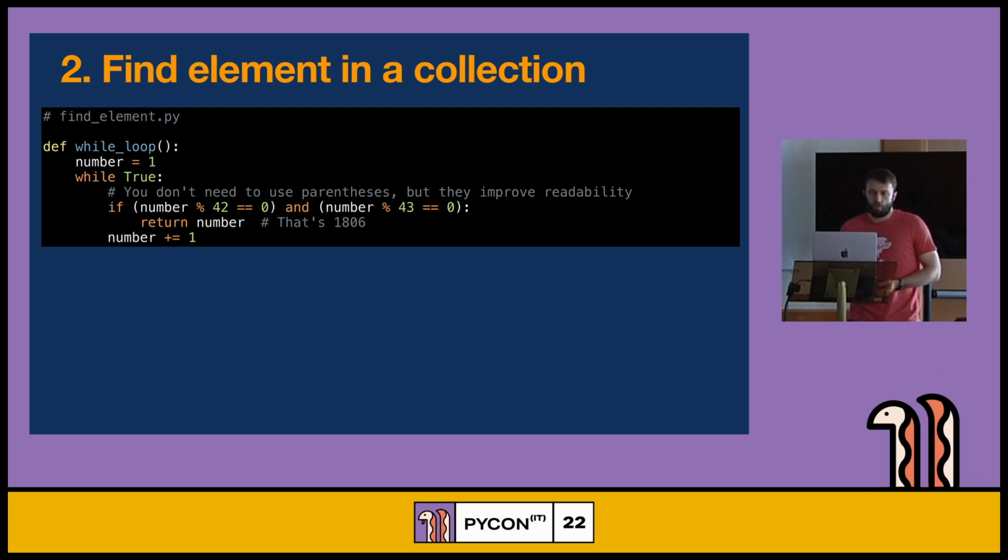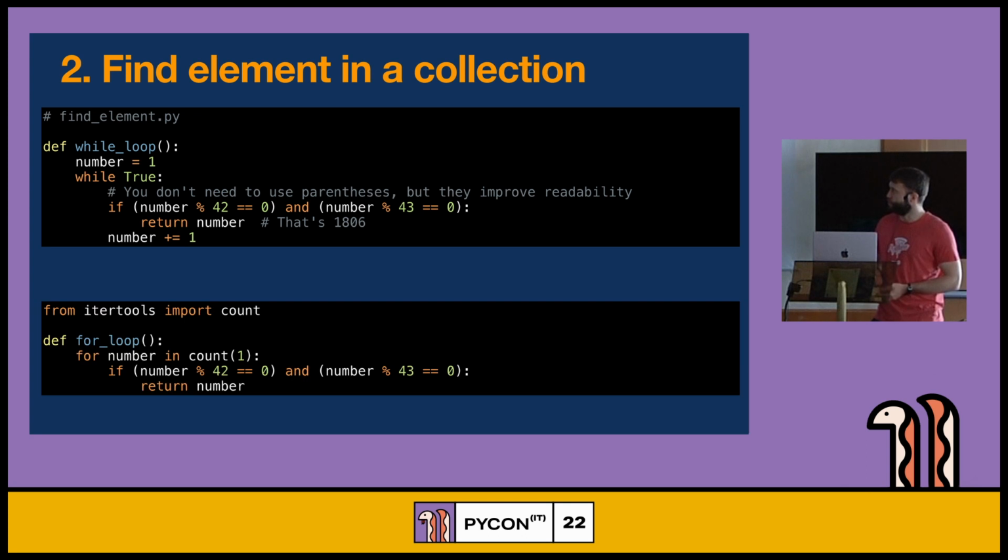Let's see an example of how you can iterate over a collection of items and find the one that's matching some criteria. Let's say I want to find the first number that is divisible by 42 and 43. I could use a naive approach and write a while loop that just starts iterating from 1, and returns me the value if it's divisible, and otherwise it's incrementing the number. While there is nothing very wrong with the while loop, there is a lot of unnecessary code. We are manually incrementing the counter, which feels like we can do better than that. So let's give it a try.